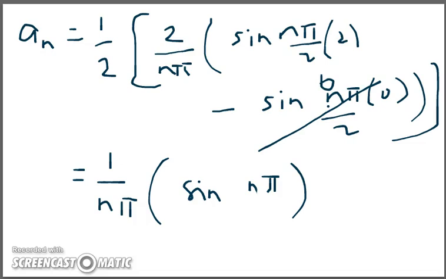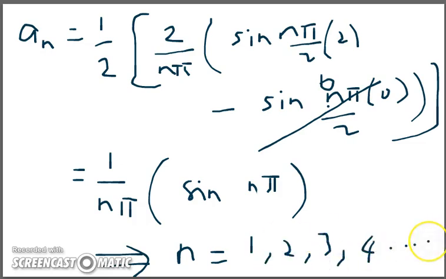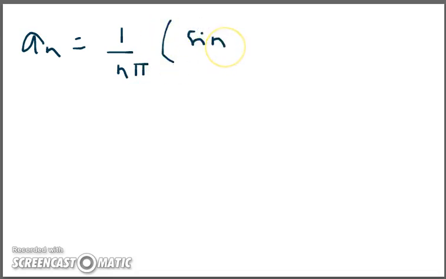Now there is a question. What is the value of sine n pi when it is multiplied with 1 over n pi here? What we know from this definition is that the value of n is defined as 1, 2, 3, 4, and so on. So now an equals 1 over n pi sine n pi.